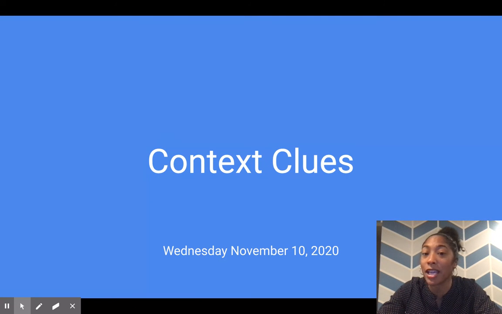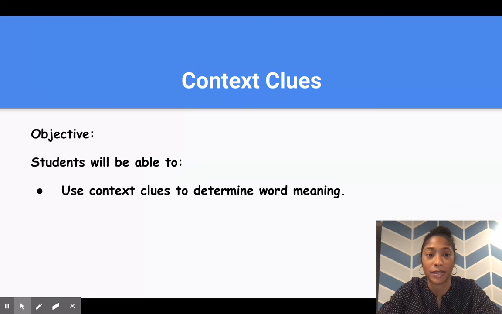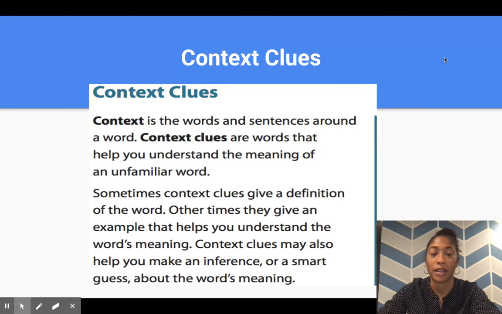Next, we're going to be looking at context clues. Now, context clues help us figure out a word that we may not know the meaning of. For example, context is the words and sentences around a word. They help you understand the meaning of an unfamiliar word. Sometimes context clues give us a definition of the word. It kind of gives us a little hint. It cheats, it helps us out a little bit. Other times they give an example that helps you understand the word's meaning. Context clues can also help you make an inference or a smart guess about the word's meaning.